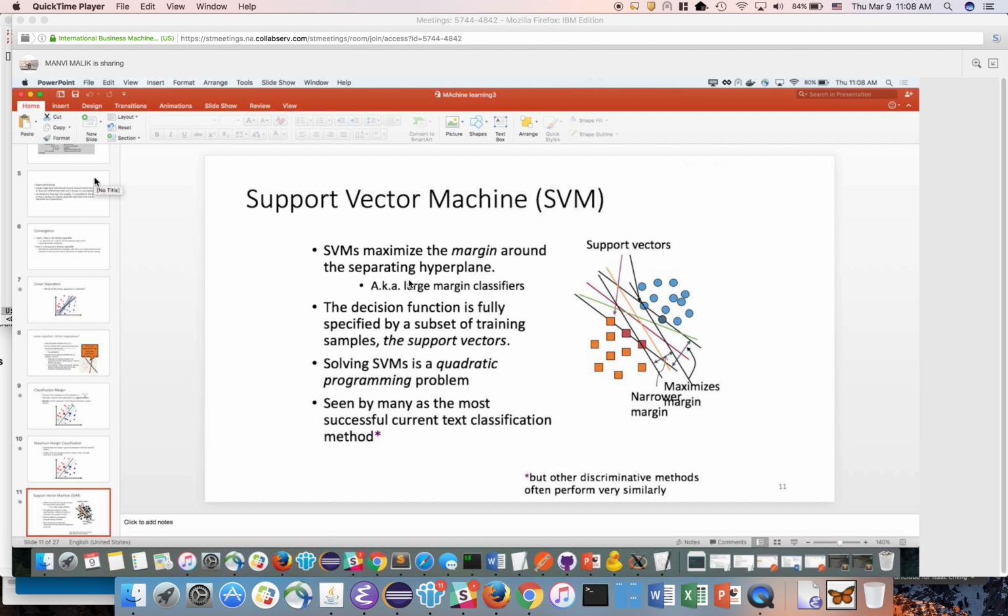The other thing is that support vector machines hardly get overfitting or underfitting, because they don't get affected by your negative examples.